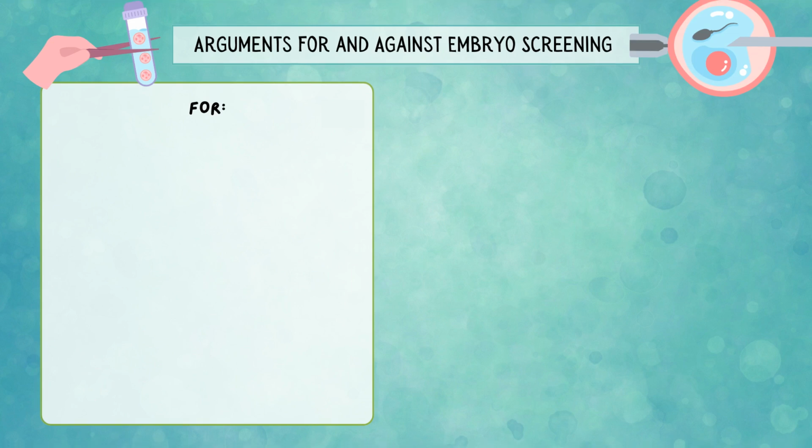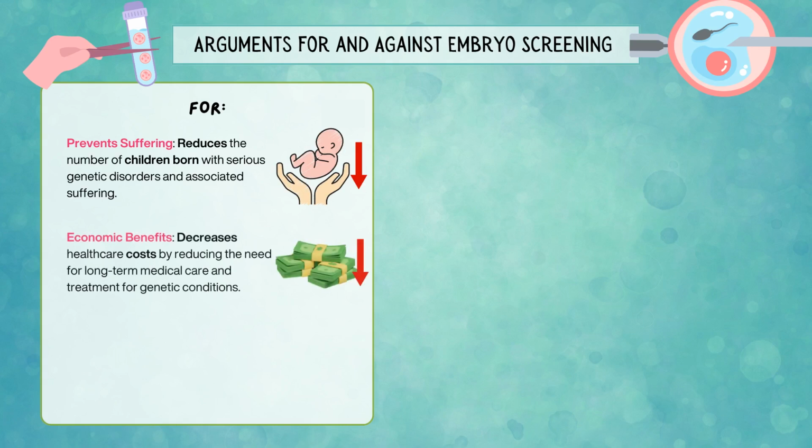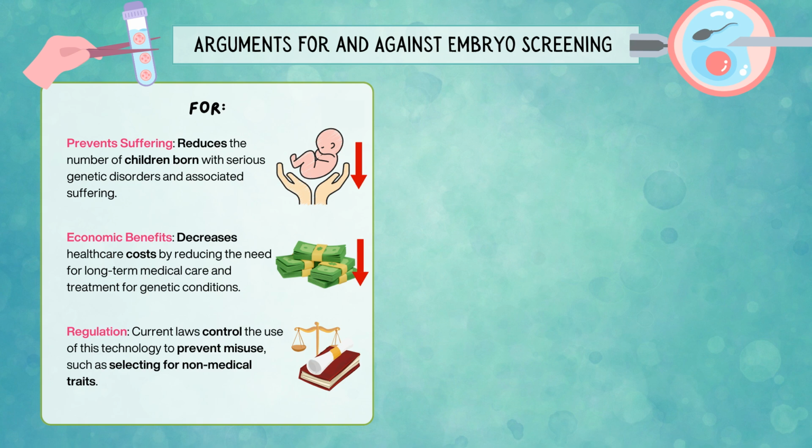Let's discuss some arguments for and against embryo screening. First of all, it prevents suffering. Embryo screening reduces the number of children born with serious genetic disorders and associated suffering. There are also economic benefits. It decreases healthcare costs by reducing the need for long-term medical care and treatment for genetic conditions. Additionally, there are large levels of regulation. Current laws control the use of this technology to prevent misuse, such as selecting for non-medical traits.